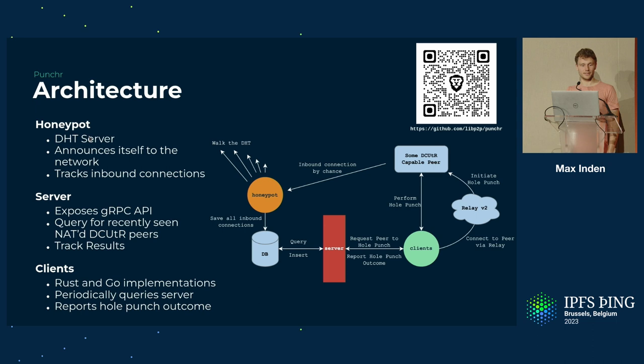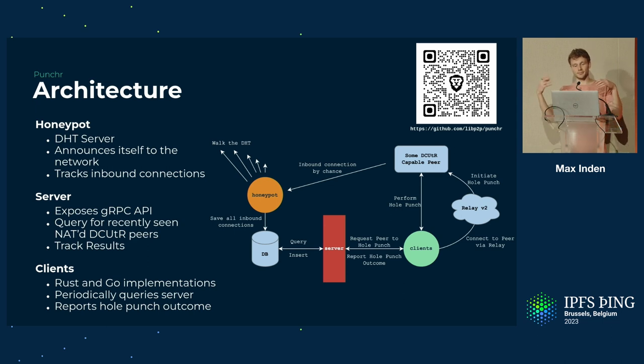What we first do is we have a honeypot. So you can think of this as in the concept in the security world. So we have a DHT server in the IPFS network that simply tries to attract other nodes. And among those nodes are nodes behind firewalls and NATs, right? Just standard IPFS users out there.